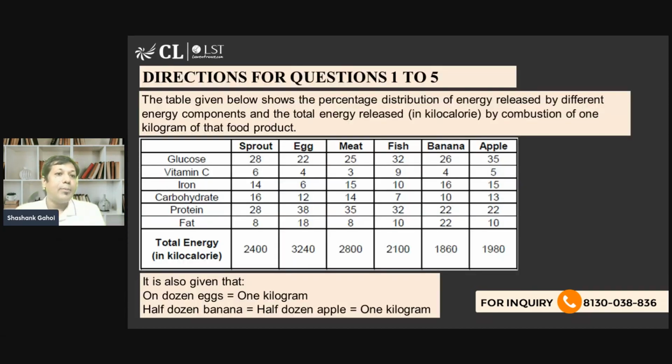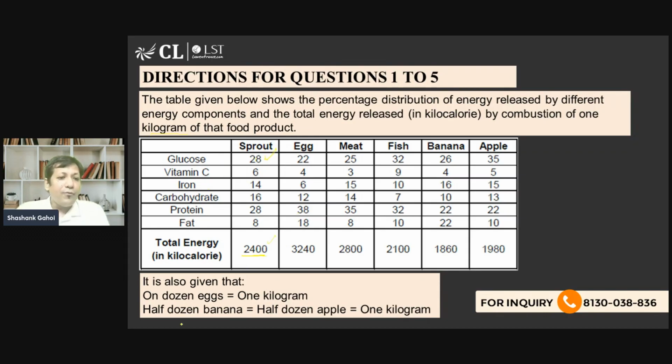So this question says that the table given below shows the percentage distribution of energy released by different energy components, and the total energy that is given. So if I look at Sprout, Sprout has 28% energy out of 2400. So 1 kg of sprout gives us energy of 2400, and out of that 28% is generated from glucose, 6% is generated from vitamin C, 14% is generated from iron. So this is what the question is talking about.